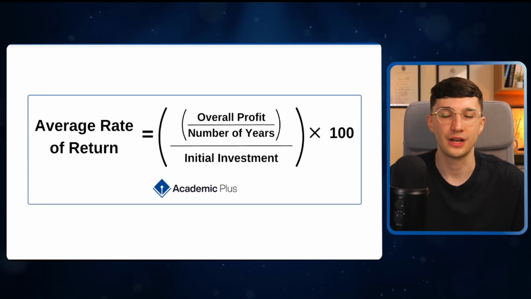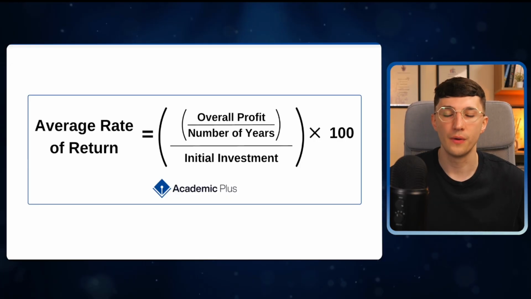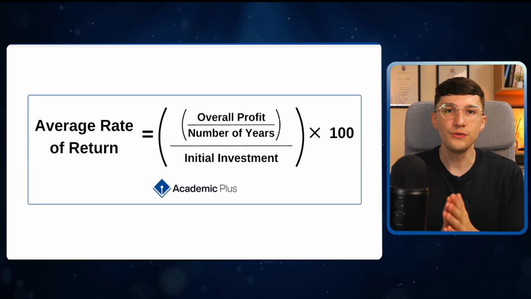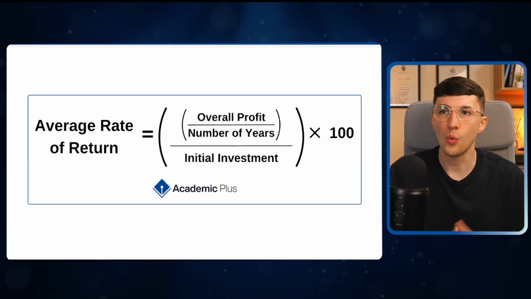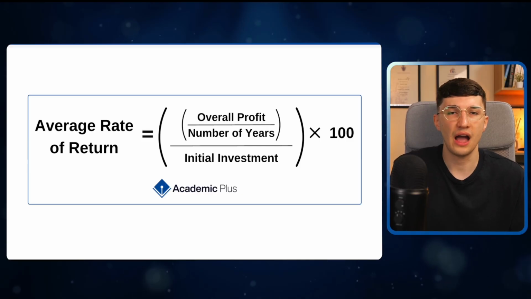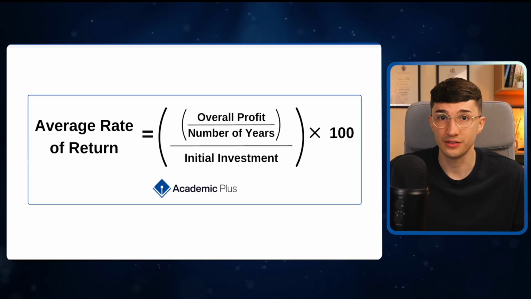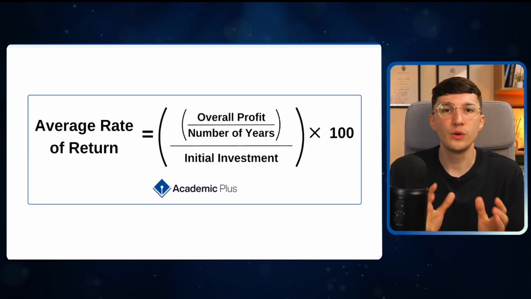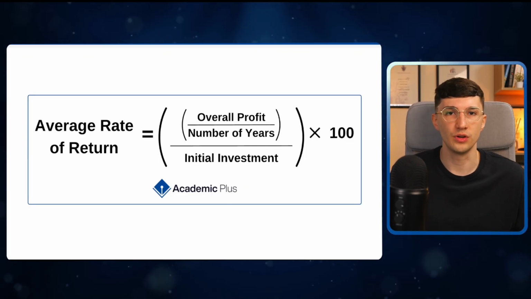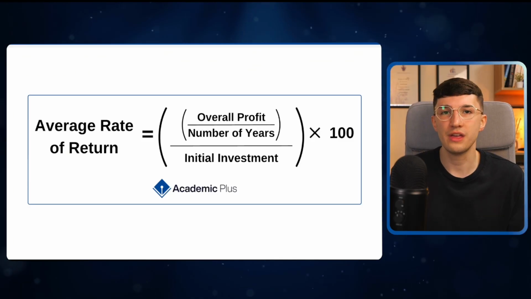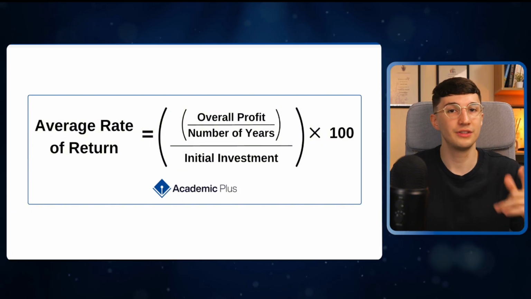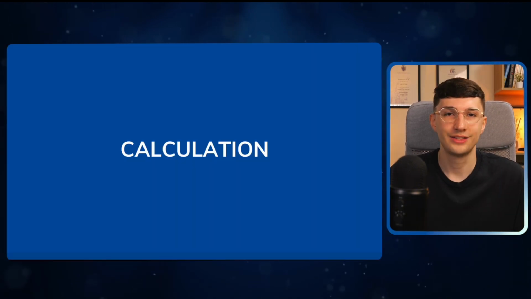Now, this is how you calculate it. I know there's loads of things going on, but do not worry, it's not as complex as you think. If you look at the top part of that formula, overall profit divided by number of years, that's just the average profit per year. That's quite simple to calculate. And then what we do with that value is divide it by the initial investment times 100. So all you're doing is the average profit per year, divided by the initial investment, and times 100 to get that percentage. Let's do a step by step.